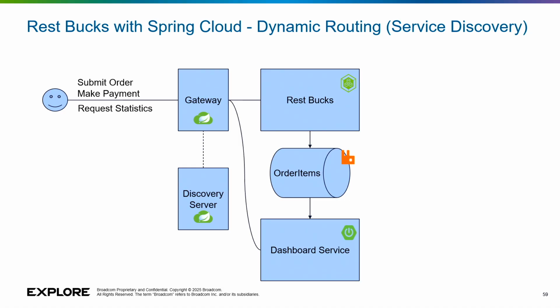Also, if you are deploying in a way where the precise IP address of RESTBux or dashboard service can change over time, or they might become scaled, then you can also add a discovery server so that RESTBux and dashboard service can, when they start up, register their exact endpoint within the discovery server. And so Gateway, before it actually forwards a request to the right place, can obtain the exact and precise location.